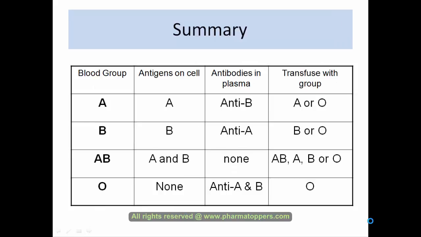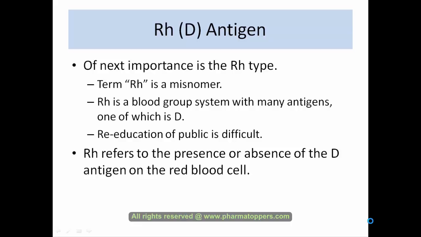And here's the summary: the blood group, which type of antigen is present on the cell, which type of antibody is present in plasma, and which transfusion can be possible. So blood group A has antigen A, anti-B, and can receive A or O, and so on.